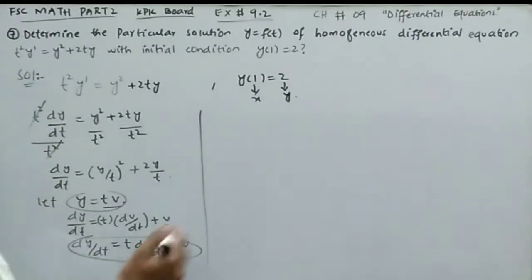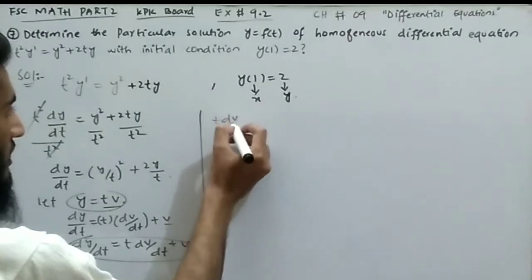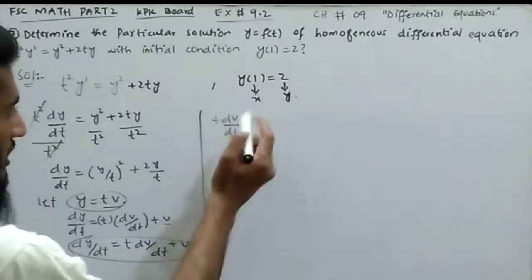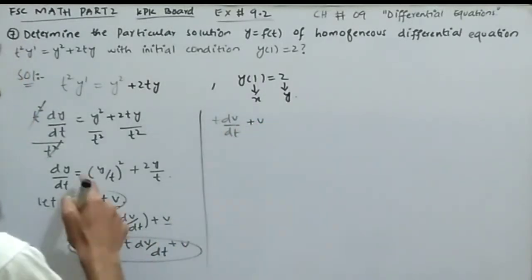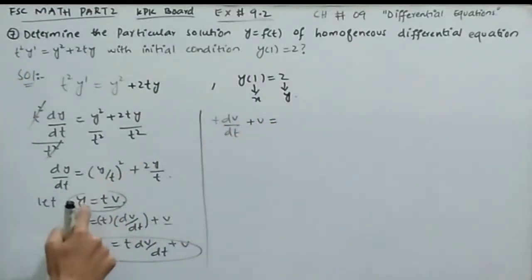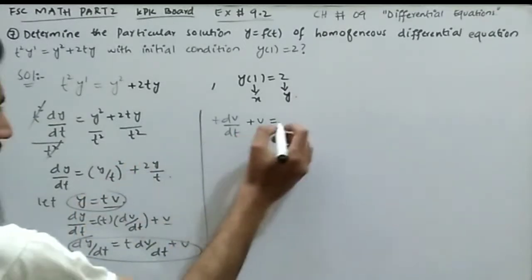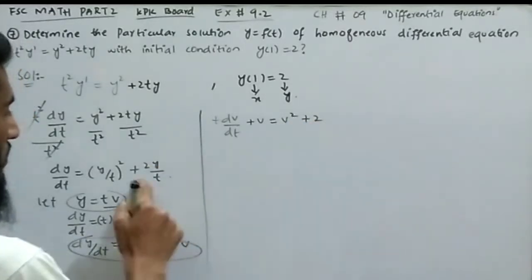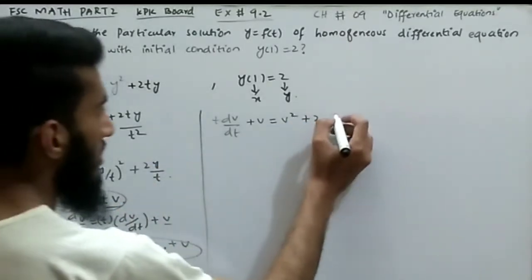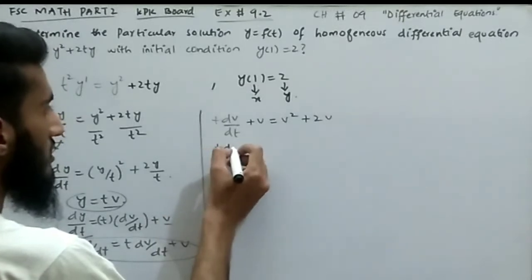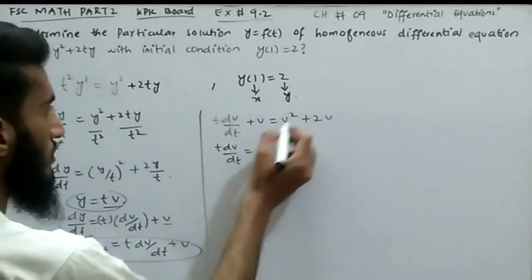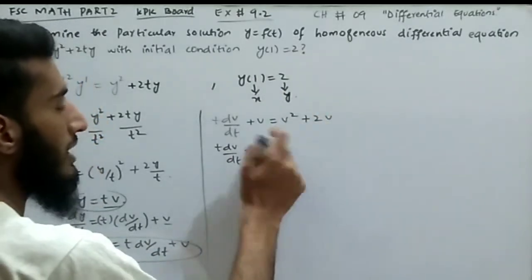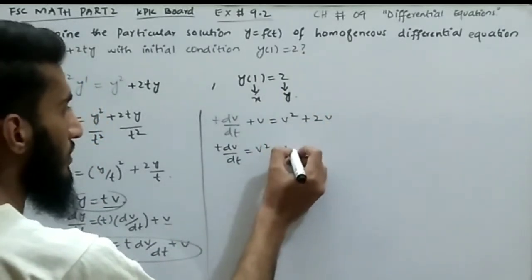So dy by dt is actually t dv by dt plus v which is equal to y by t whole square, and y by t is actually v, so v square plus 2 times y by t. From over here y by t is actually v. So t dv by dt will be equal to v square. Shift v on the right hand side, it becomes negative v. So 2v minus v will give us a plus v.